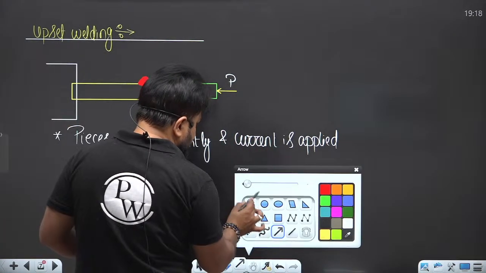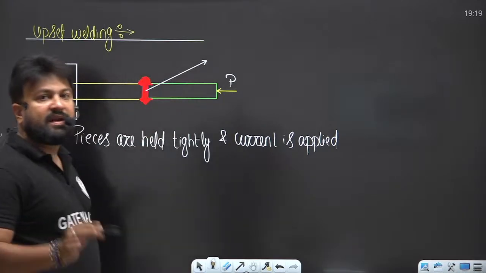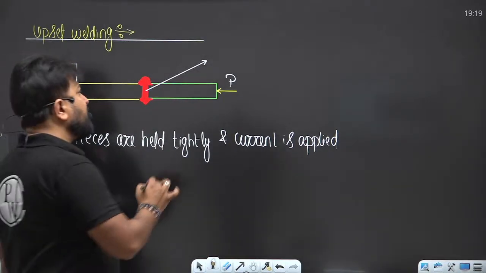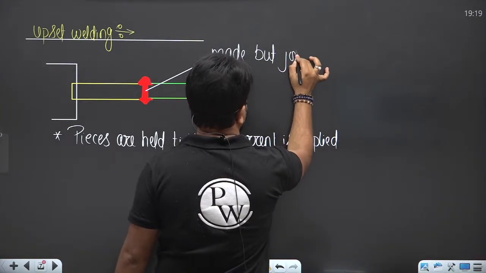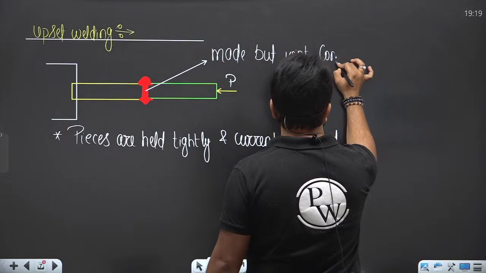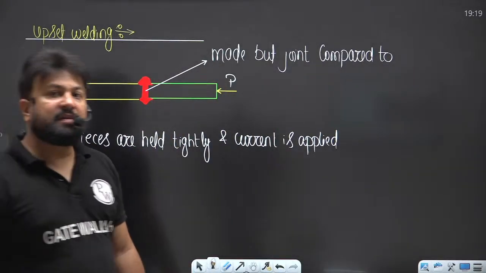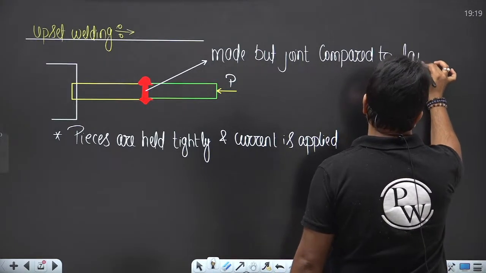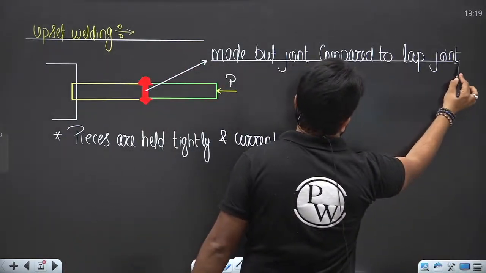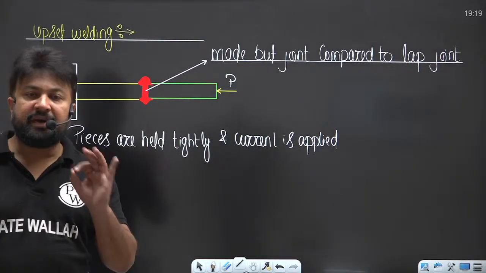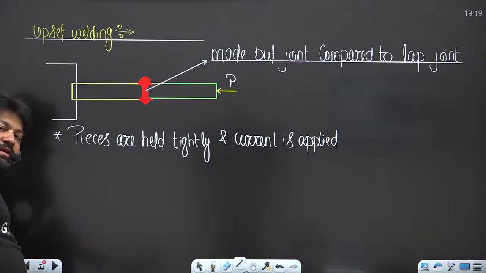So generally, we are going to form a butt joint. Here, the butt joint we are going to produce, right? This is a butt joint instead of a lap joint. So, we make a butt joint compared to a lap joint. Is that clear? Any doubt? So this is the upset welding.